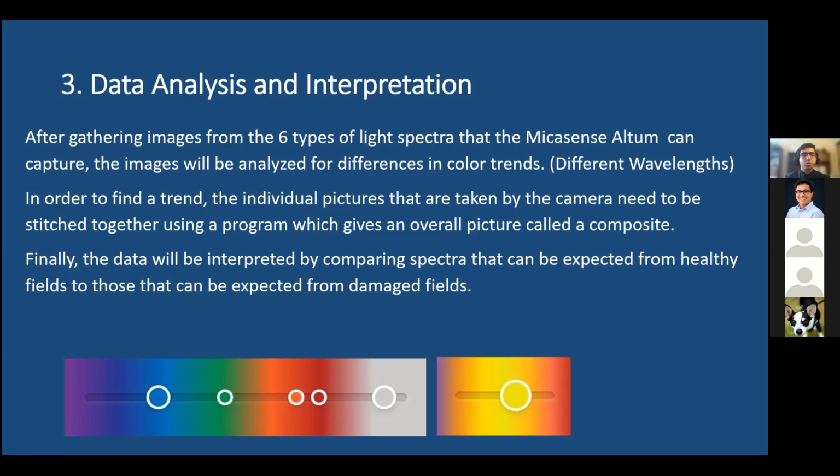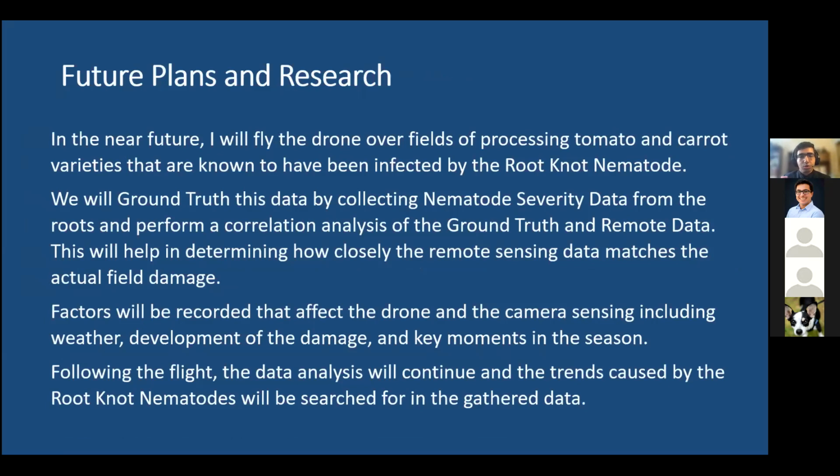So what are the future plans and research? Well, in the near future, I will be flying a drone over fields that will have planted processing tomato and carrot varieties. And these fields have already been identified to have root knot nematode.